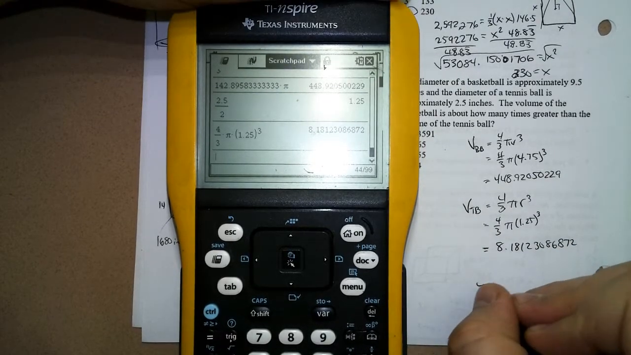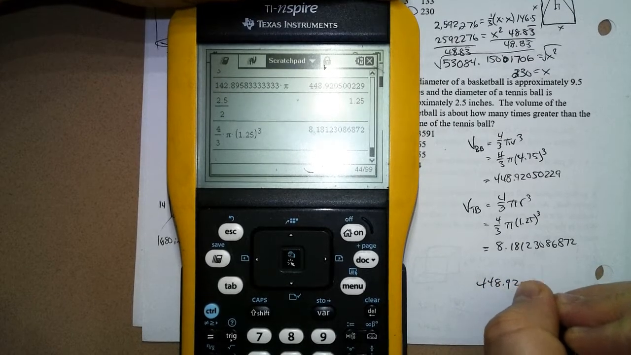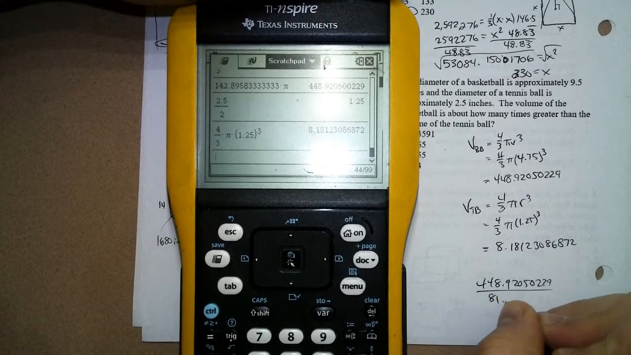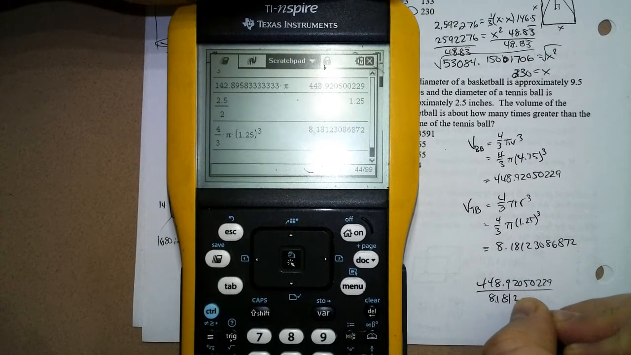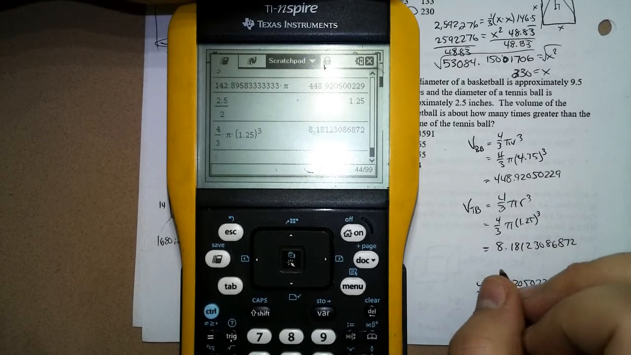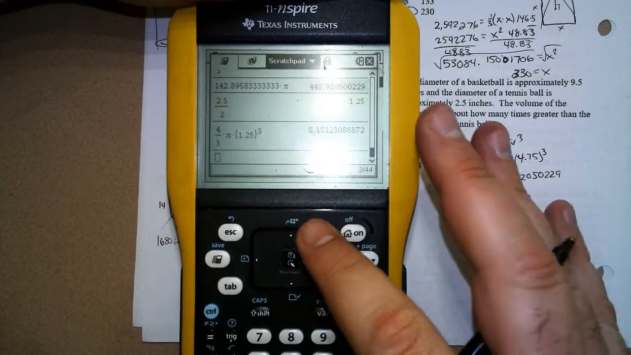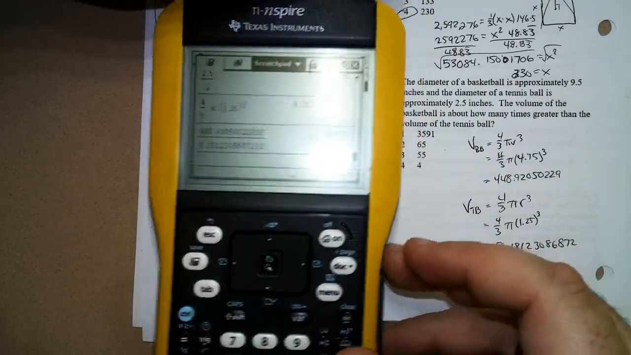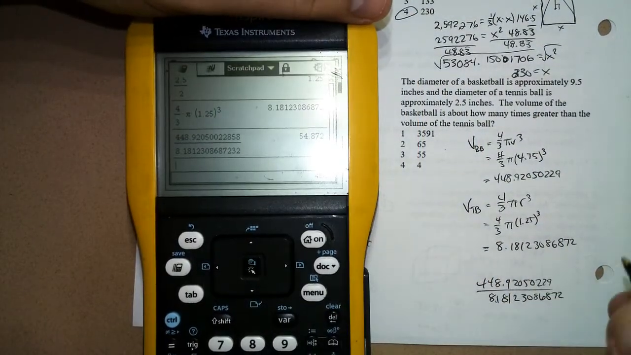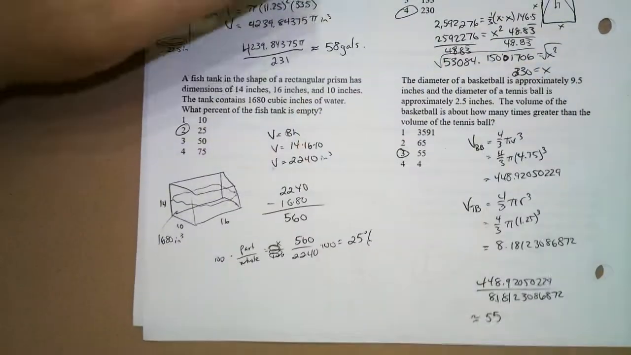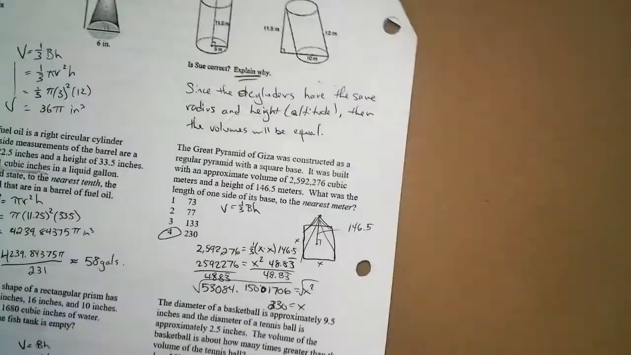So we just want to divide the two. So 448.92050229 over 8.18123086872. Or highlight, divide, highlight, and we get, and it's about what? 54.8, so it's just approximately 55 times as big. All right. And the last page, last but not least.